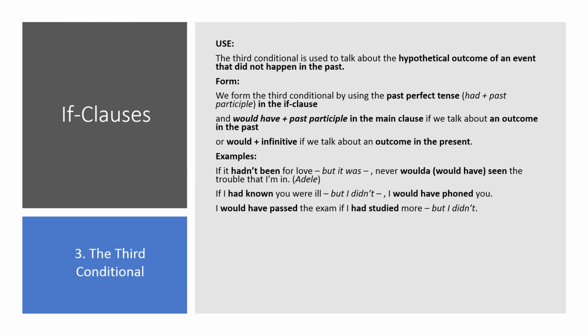I would have passed the exam if I had studied more, but I didn't. So again, we talk about something in the past, something that I cannot change anymore, but that would have changed something else. So if I had studied, then I would have passed my exam. So the studying would have affected the outcome of the exam.